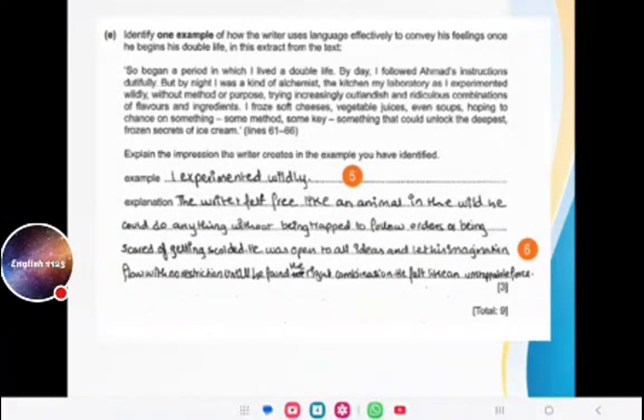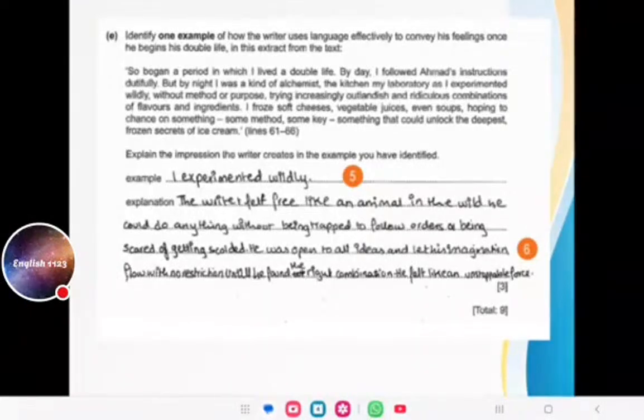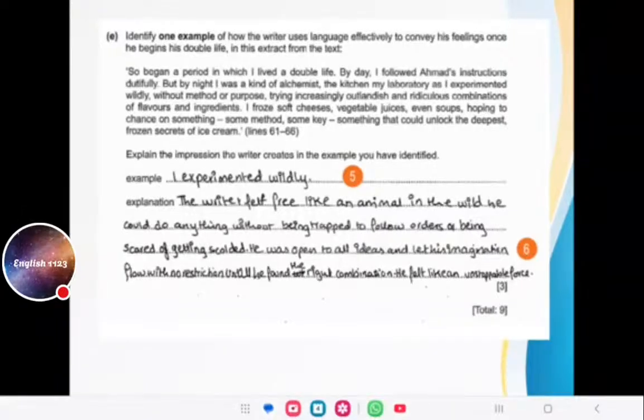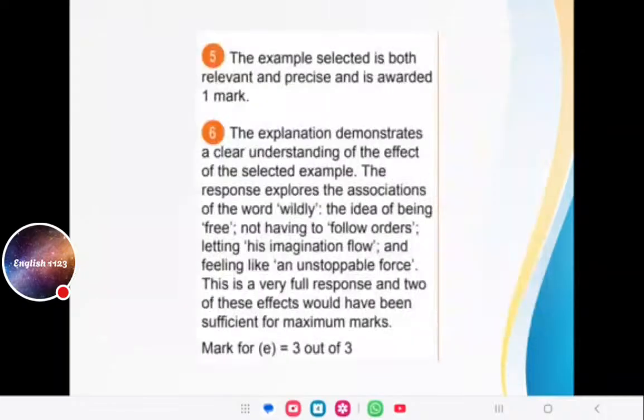He was open to all ideas and let imagination flow with no restrictions until he found the right combination. He felt like an unstoppable force. See? Quite a good explanation, but a little bit long. So you need to take out 1 sentence and explain it like that, and go for brief sentences, please. Now look at this.